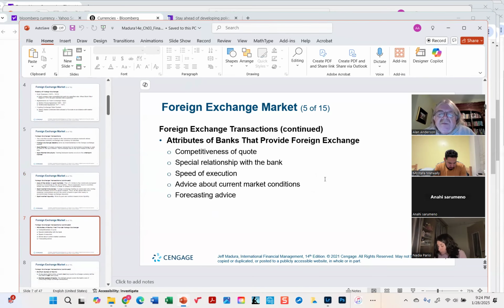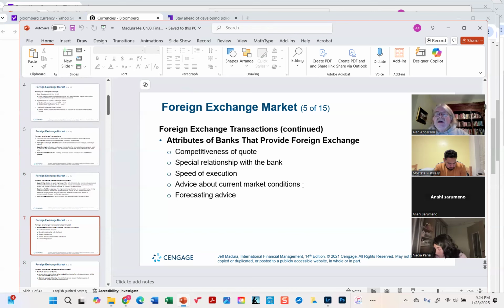Now, for banks that do deal in foreign exchange, what are some of the good things about this? The quotes are very competitive. In other words, you can buy at the lowest possible price or sell at the highest possible price. You can execute your trades very quickly. And if you need to, you can get advice about current market conditions, forecasting advice. So if you have an account with a large commercial bank like Chase or Citibank, you would find it very easy to get your hands on foreign exchange at a very low price.